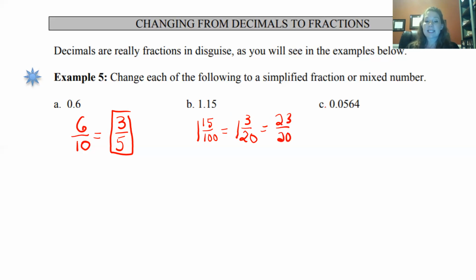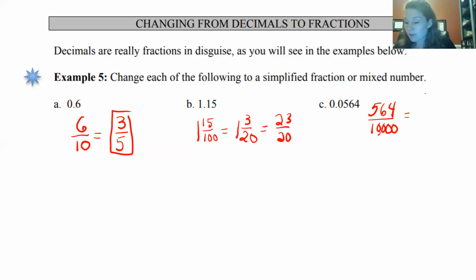And finally, letter C. How do I say this number? Well, the 4 is in the ten-thousandths place. So I would say this number, 564 ten-thousandths. And that's what it looks like, 564 ten-thousandths.